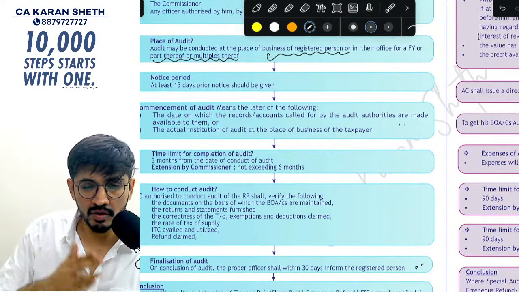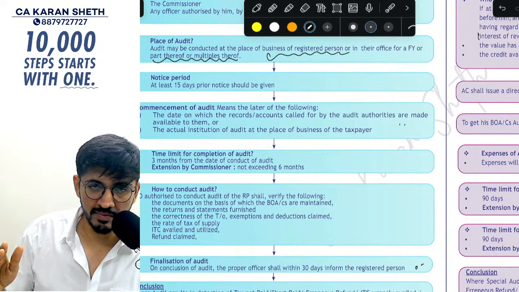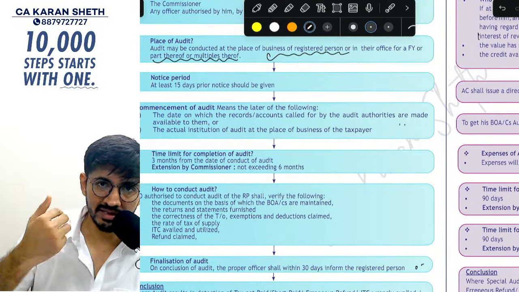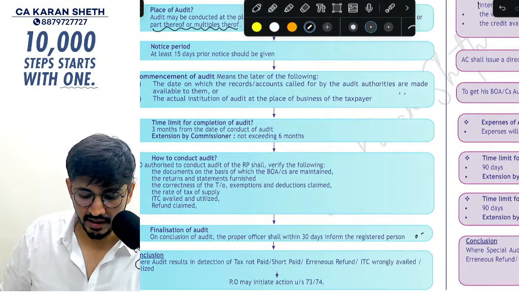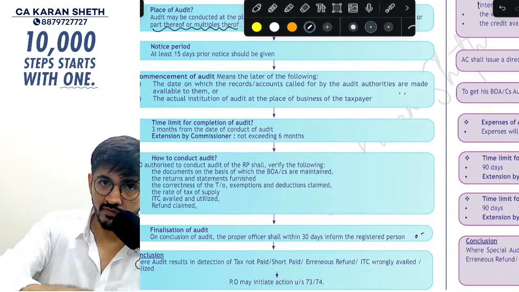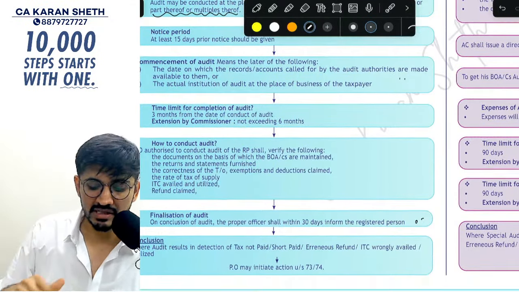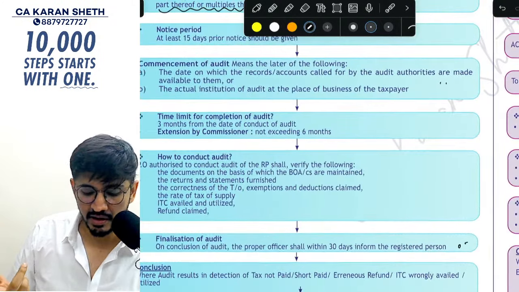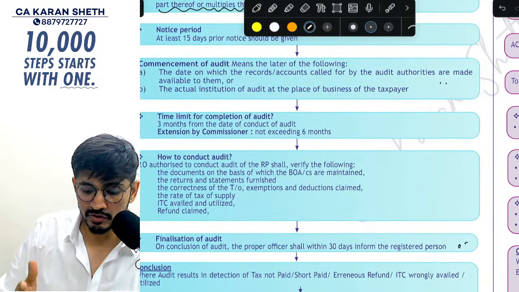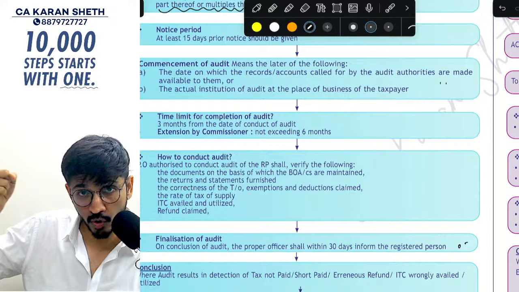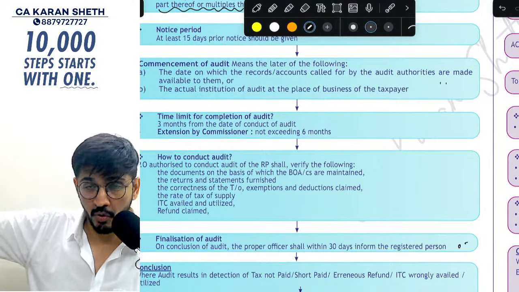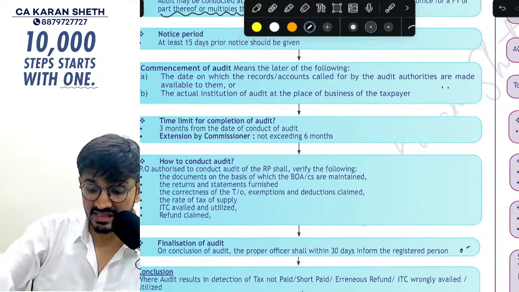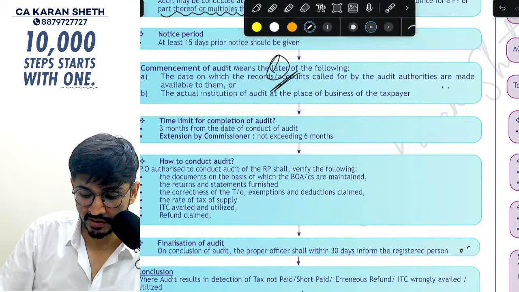Notice period, so before coming they will send a notice. Before the commencement of the audit they will send a notice at least 15 days prior to starting the audit, that we are coming to audit your books of accounts, so be prepared. What is the commencement of audit date? Very simple, either the date on which the records or accounts are called by the audit authorities, or the actual institution of audit at the place of business of the auditee, whichever is later. Ensure that you remember this.